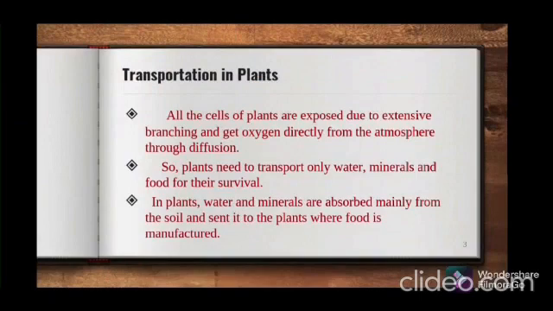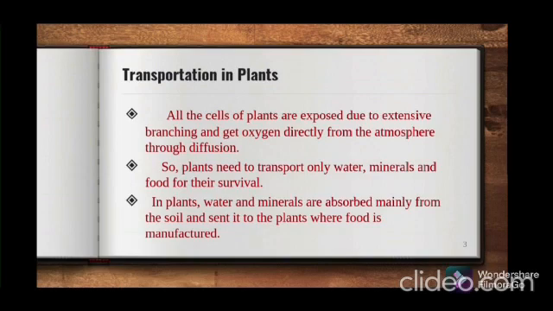Transportation in plants. All the cells of the plants were exposed due to extensive branching and get oxygen directly from the atmosphere by the process called diffusion. Diffusion is the process where molecules from higher concentration move to the lower concentration. So plants need to transport only water, minerals, and food for survival.